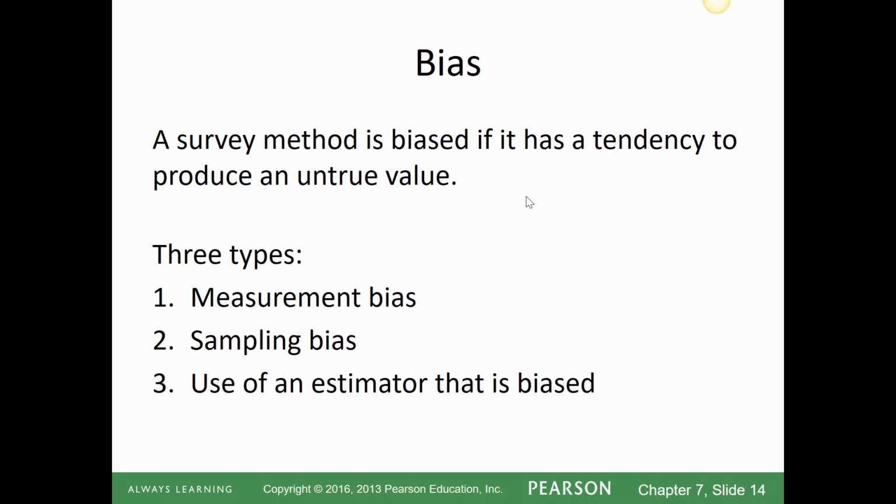that we're trying for. Our textbook identifies three types of bias. One is measurement bias, two is sampling bias, and three is the use of an estimator that is biased.